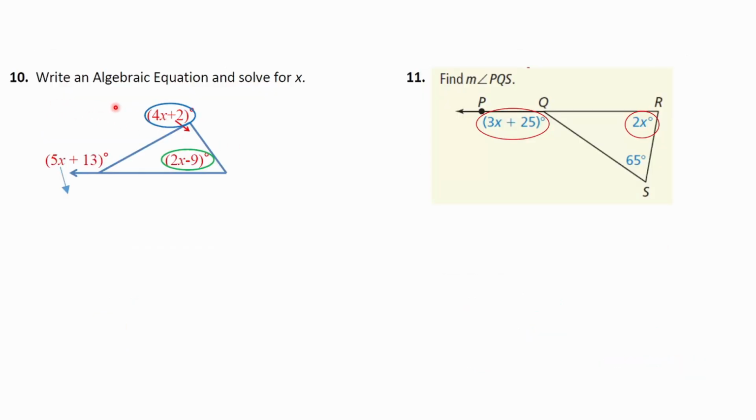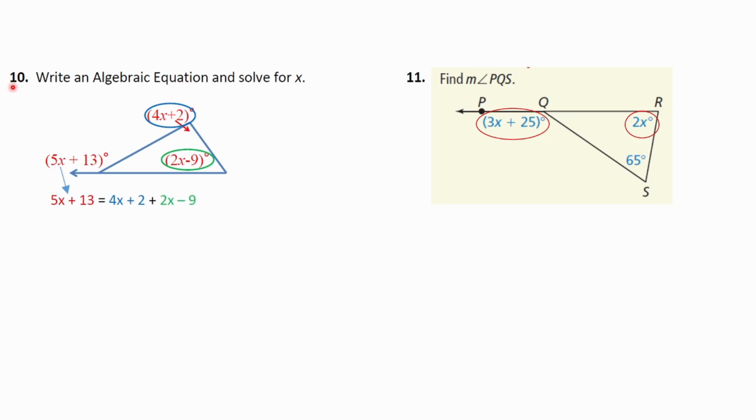All right, so once again, I want you to try these on your own, and then I will share my solutions. So number 10 says write an algebraic equation and solve for x. And then number 11 says find the measure of angle PQS. So PQS would be this exterior angle right here. All right, I'll give you a few seconds to pause, and then I will share my solution.